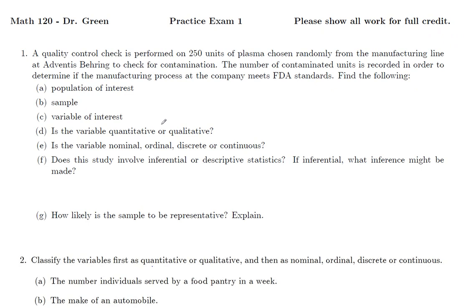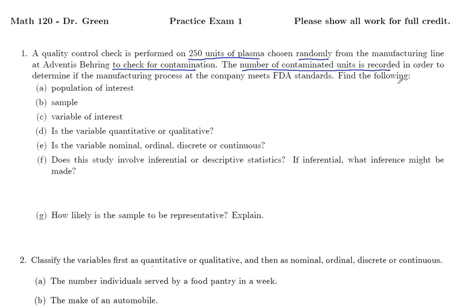So let's take a look at this first problem here. We are checking some of the definitions, identifying different concepts here. So we're doing a quality control check on 250 units of plasma. So we are checking some plasma here. They are randomly chosen, that's a key word, from the manufacturing line at Adventis Bearing. And we are checking for contamination. The number of contaminated units is recorded, so that's important.